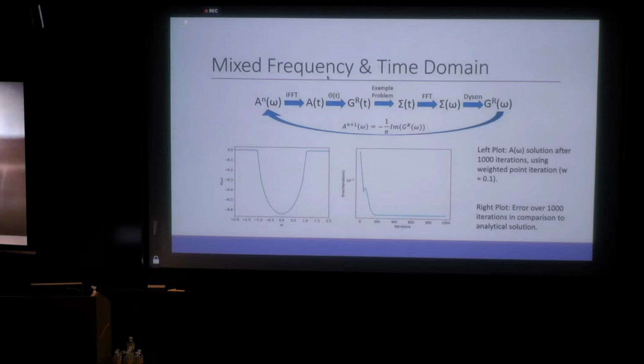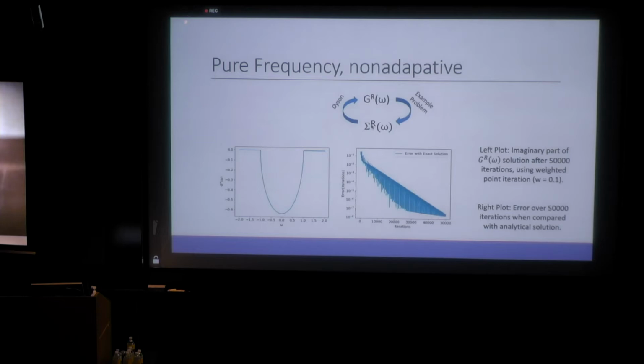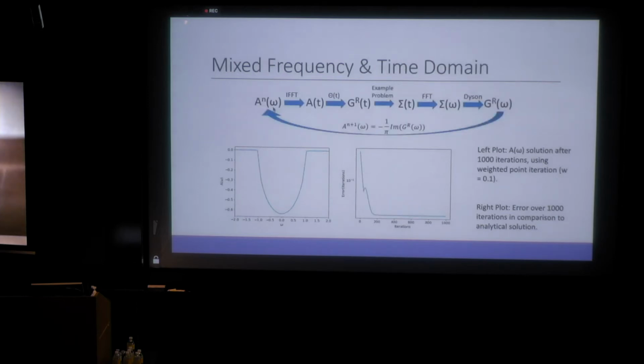So in the mixed frequency and time domain approach, we have this iterative approach where we start with the spectral function. So we start with a guess solution for the spectral function. And then we inverse Fourier transform that solution into the time domain. And then we apply a Heaviside function in order to get the Green's function in the time domain. And then we use our example problem, where the Green's function is equal to c squared times the self-energy, to get the self-energy in the time domain.